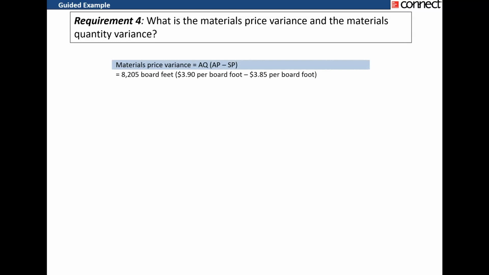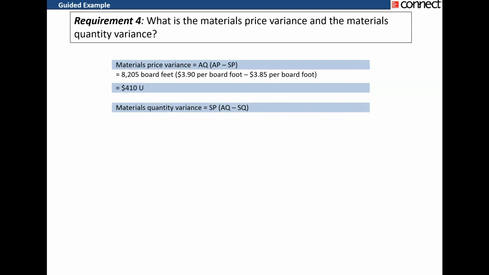Okay, the materials price variance. Take the 8,205 board feet that they did use and multiply it by the difference between what they paid for it and what the standard price was for it. They actually ended up paying $3.90 per board foot, and what they budgeted for was $3.85. So they spent 5 cents per board foot more. Multiply that 5 cents by the 8,205 board feet that they used, and you get an unfavorable variance of $410. You'd think that 5 cents doesn't make a difference, but when you're buying in bulk like this, it adds up very quickly.